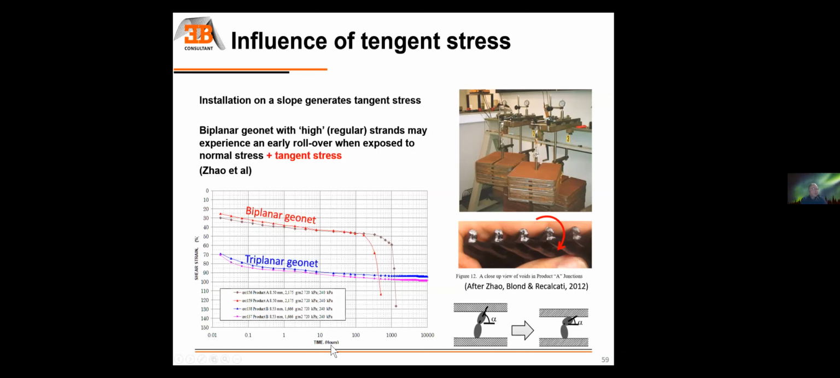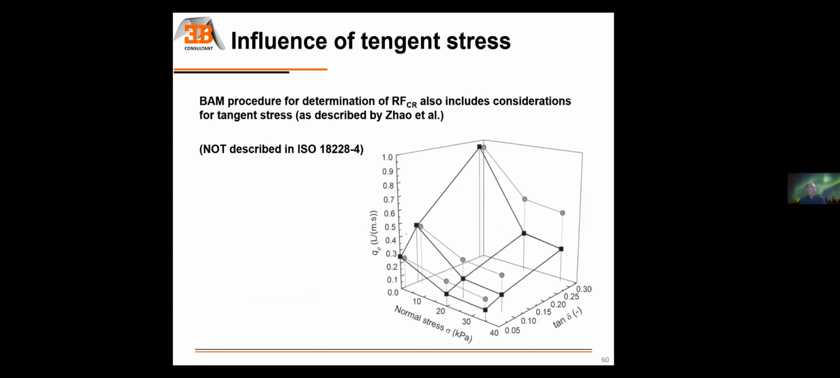So a product that was performing better in some way than in the beginning, after some time, after here 1,000 hours, it would fail and break completely. So we need to understand this aspect. So the BAM in Germany has published all this data and is proposing a relation between the normal stress, the tangential shear stress, and the flow capacity. So you can see that there is a complex relation between these factors, and that can affect tremendously the reduction factor for creep to be considered.